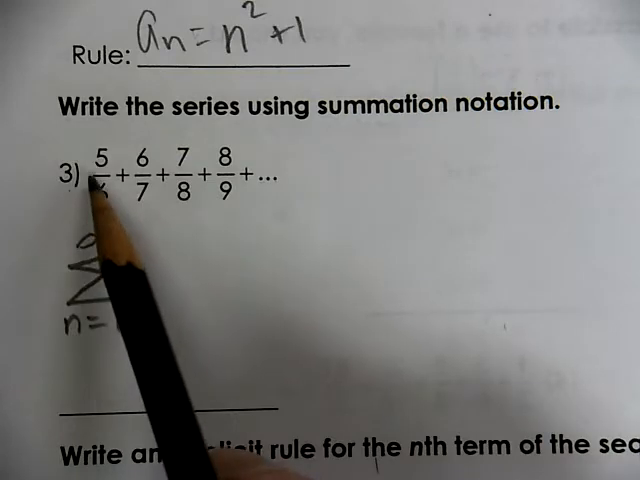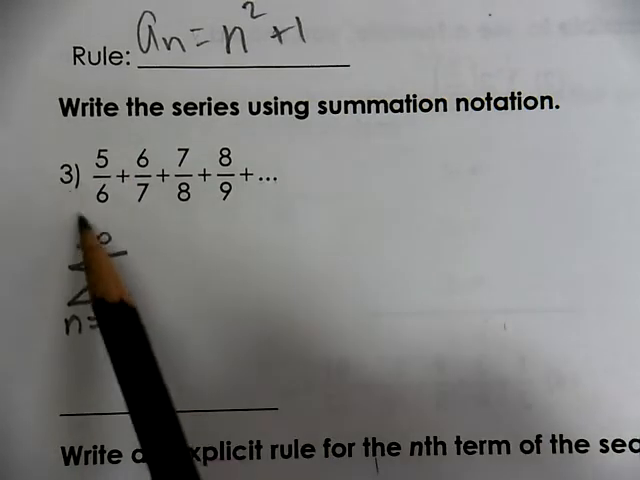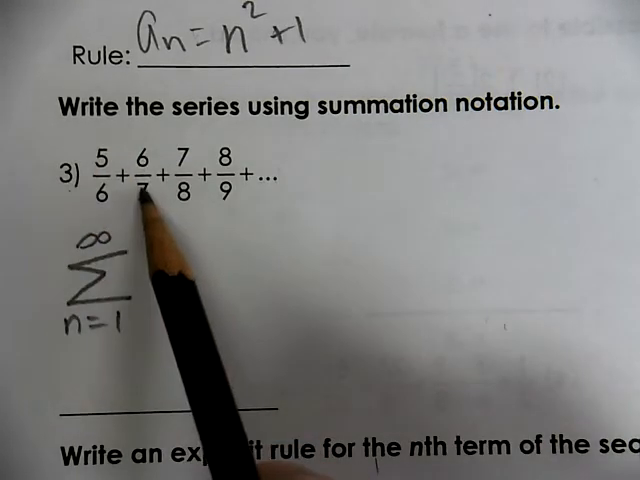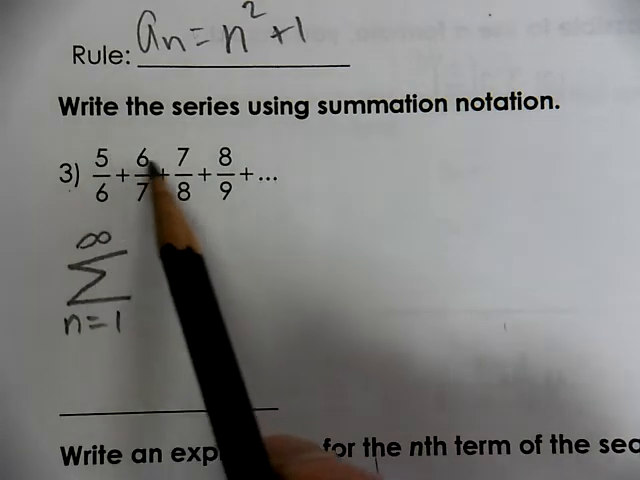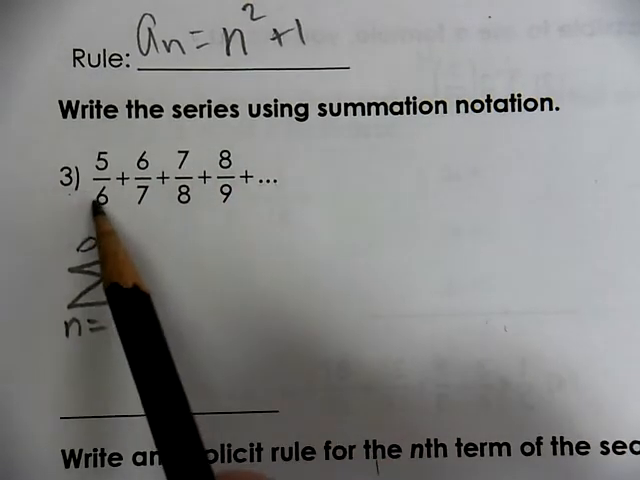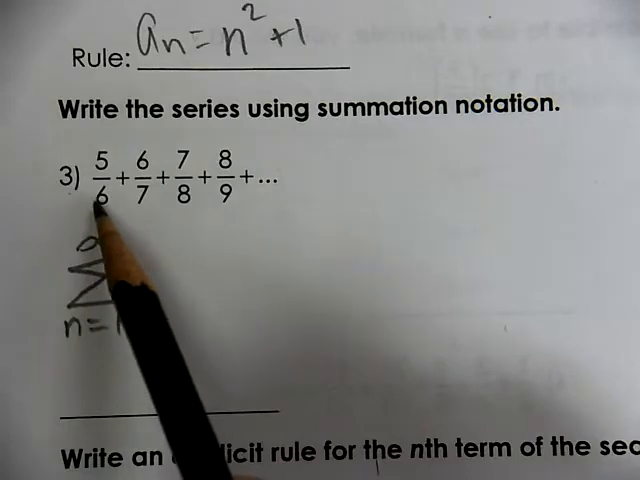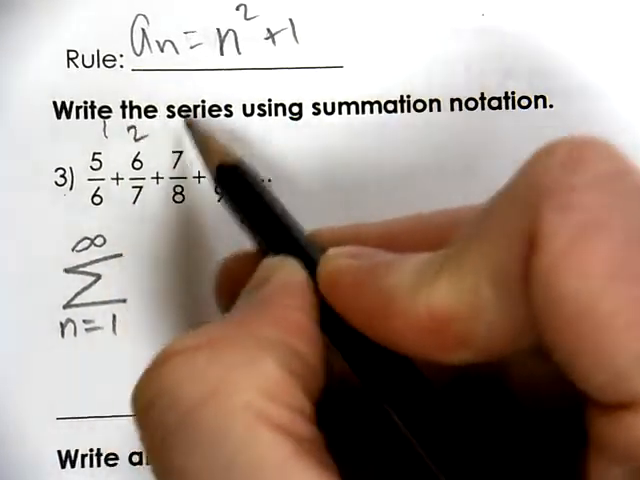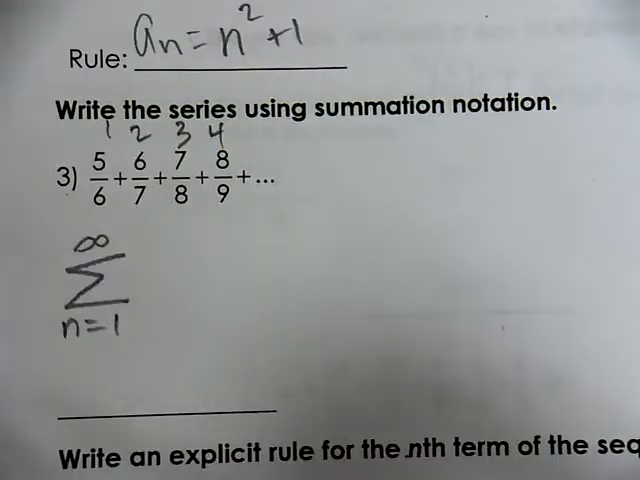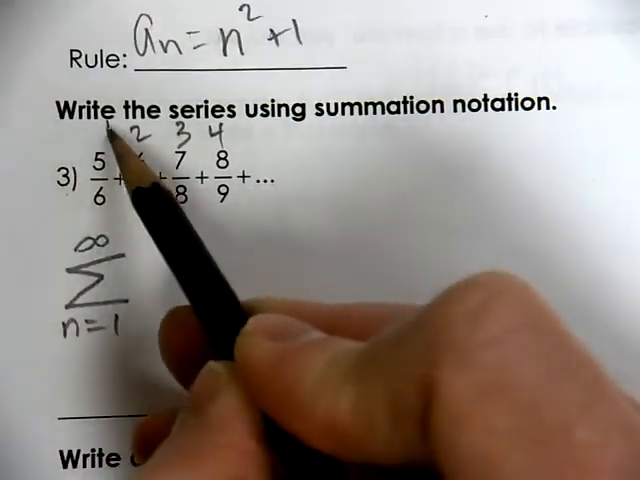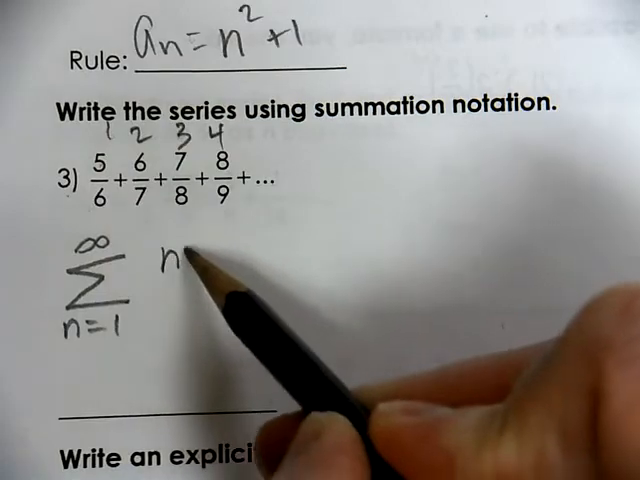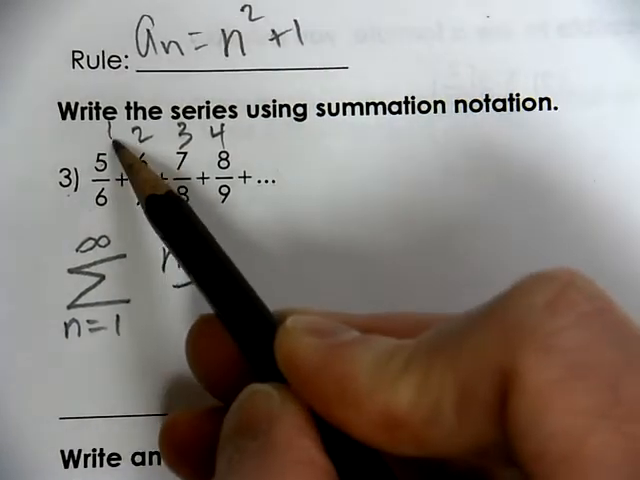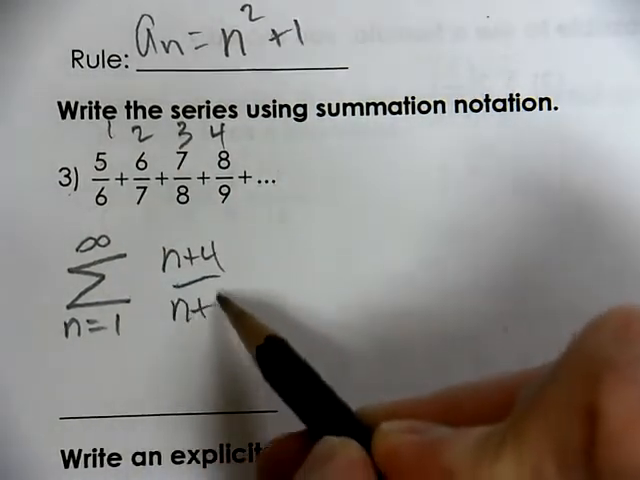Now again, I'm not adding anything specific to the fraction to get the next fraction, but I am adding something to the numerator and something else, or the same thing perhaps, to the denominator. 1, 2, 3, 4. So my position plus 4 and my position plus 5.